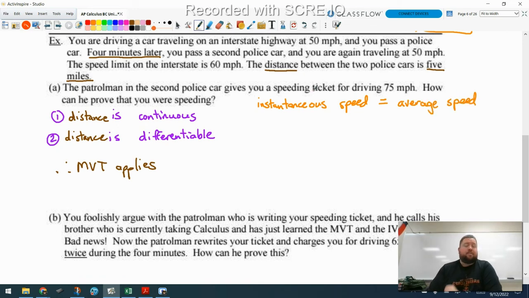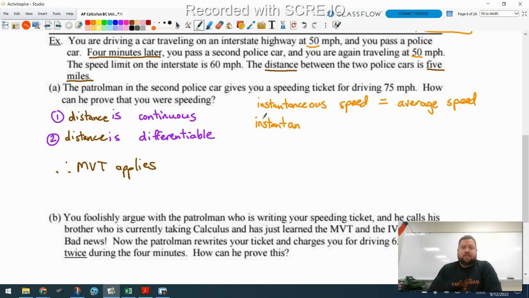All right, so when we're given a speeding ticket, the officer is saying that we were going 75 miles per hour at some point. Now, according to their radar gun, we were going 50, and then 4 minutes later, we were going 50 again. So the officer is having to prove, like, I clocked you at 50 2 times. How do I know you were going 75? Well, because mean value theorem says that instantaneous speed is equal to average speed.